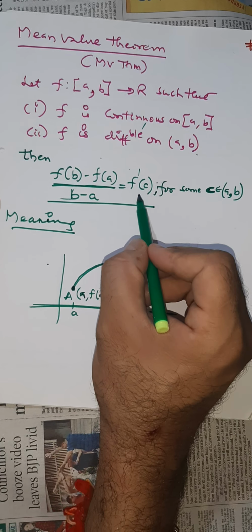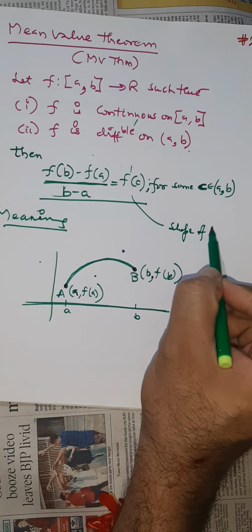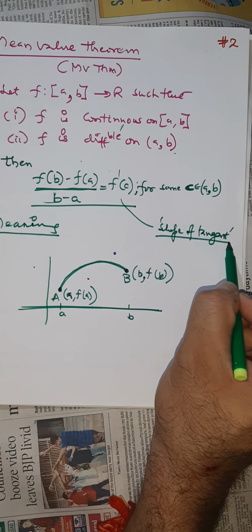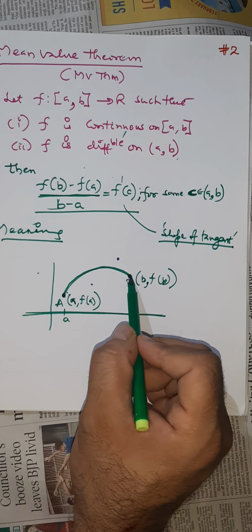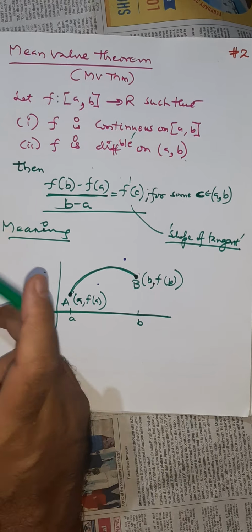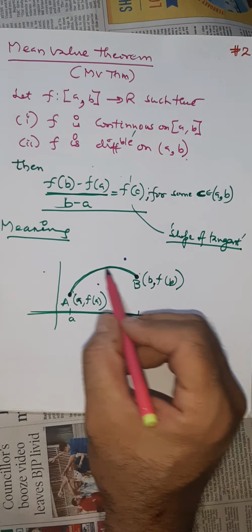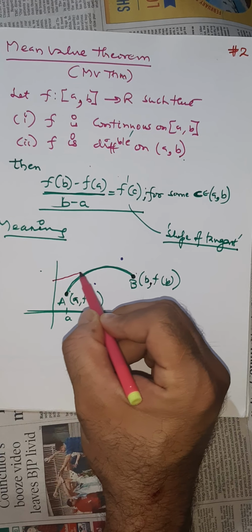What is f dash c? You know that it is the slope of the tangent. So what you are saying here is that the slope of the tangent and the slope of the line joining these two are equal. That means these two must be parallel. So you can have one point C from the open interval AB like this. You must have C such that the tangent is parallel to the line joining these two.